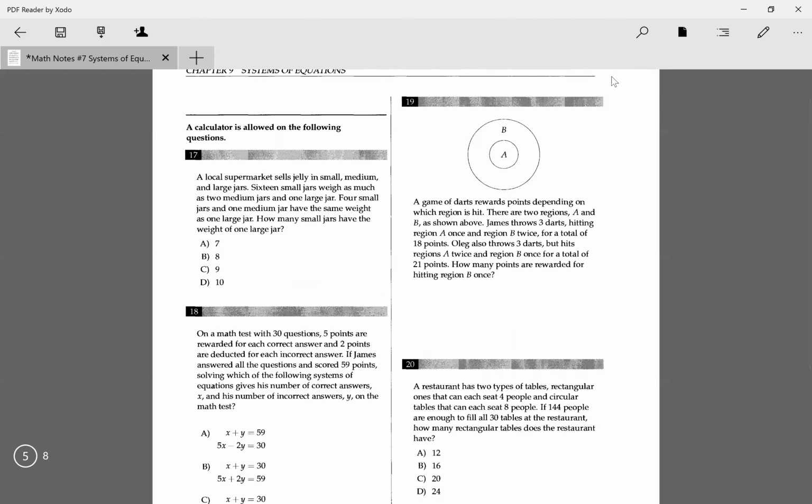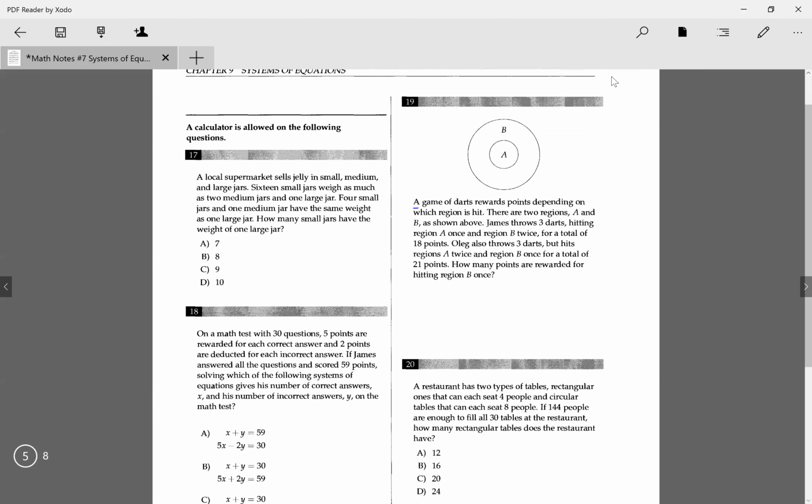Now another one. I'm going to finish off with number 19. A game of darts rewards points depending on which region is hit. There are 2 regions, A and B, as shown above. James throws 3 darts, hitting region A once and region B twice, for a total of 18 points. Oleg also throws 3 darts, but hits region A twice and region B once, for a total of 21 points. How many points are rewarded for hitting region B once? So you don't know how many points you get per region, right? So the easy way to do this is to use a system of equations.